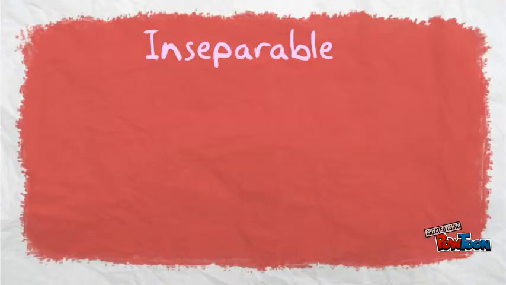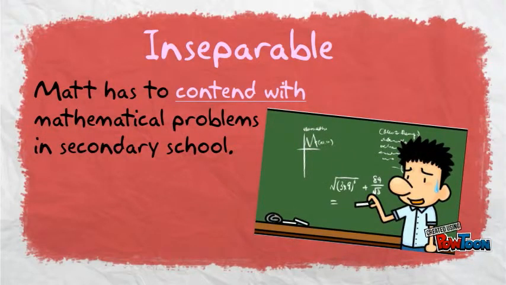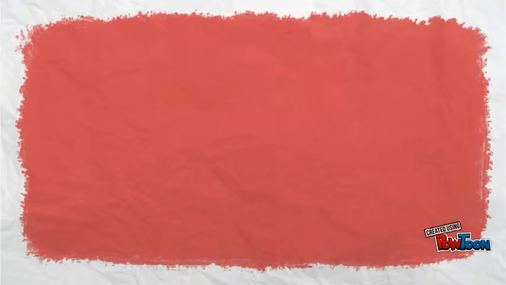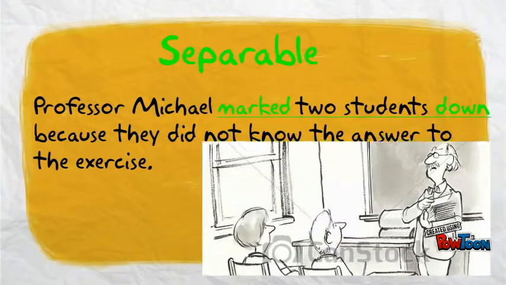Let's check the examples. For inseparable, we have: Matt has to contend with mathematical problems in secondary school. Contend with is an inseparable phrasal verb. This means that the verb and the particle cannot be separated. Instead, they are followed by an object. Now, let's see its counterpart, separable.